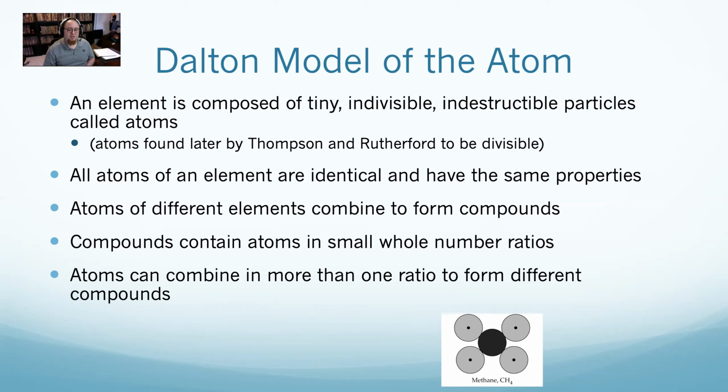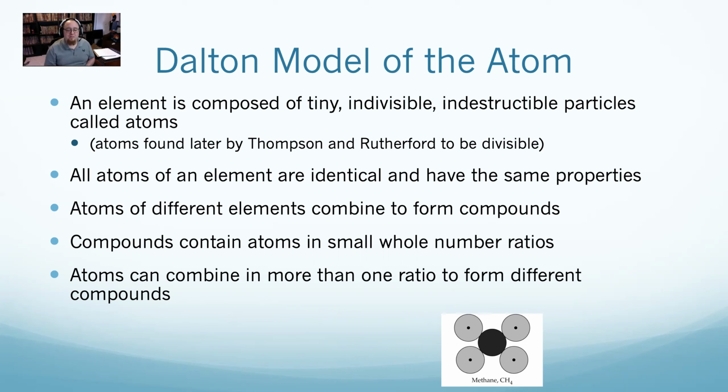He also thought that atoms of different elements combine to form compounds. And this is still what we believe today. And that compounds contain atoms in small whole number ratios. And atoms can combine in more than one ratio to form different compounds. For example, two hydrogens and oxygen is water. Two hydrogens and two oxygens is hydrogen peroxide. There's a very big difference between the two. One you need to drink to live, the other will kill you.